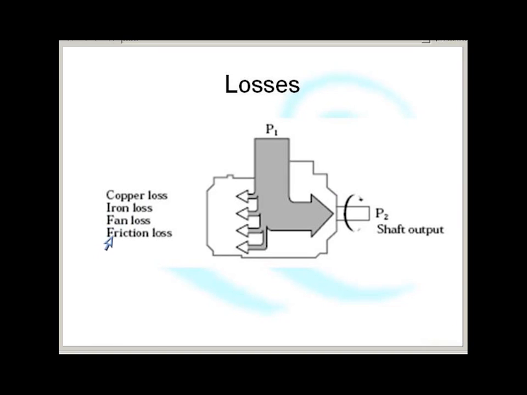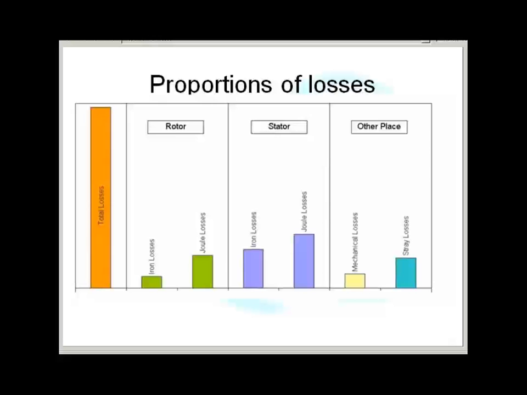Fan losses, there's a fan on there, and friction losses. That's a way of saying the other bits we don't know what they are. So there's a difference between what goes in and what comes out. Proportionally, these differences are shared amongst the rotor and the stator. As you can see, the iron losses are very big in the stator. That's because there's a lot of iron work there.